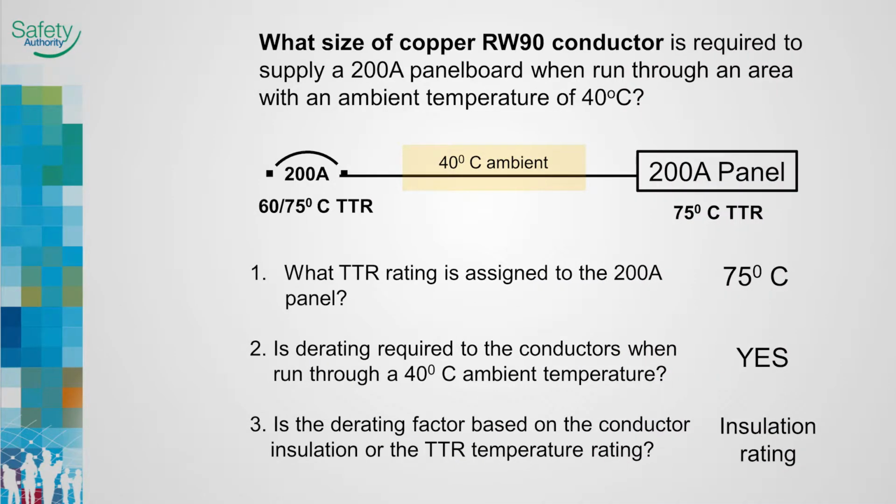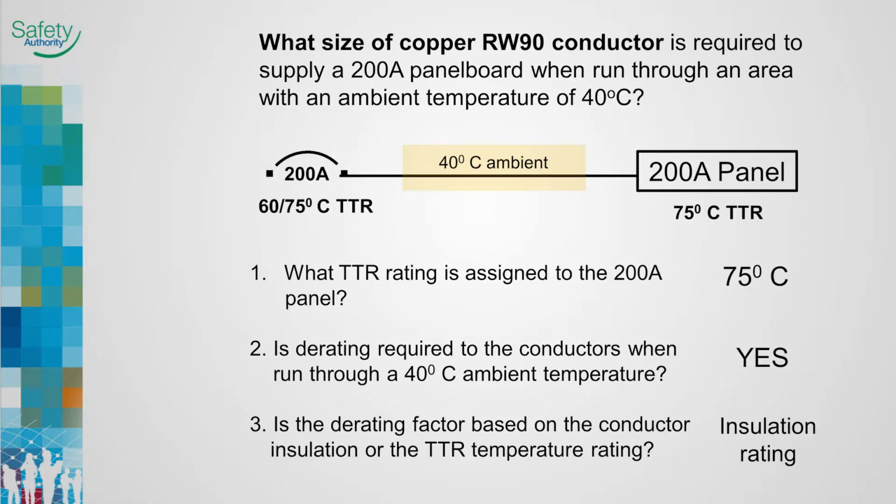Here we have a circuit consisting of a 200 amp panel marked with a TTR of 75 degrees. This circuit is supplied using RW90 conductors and protected by a 200 amp breaker marked 60/75. The circuit runs above ground and through an area which has an ambient temperature of 40 degrees C. The 40 degrees C ambient requires the circuit conductors be derated.